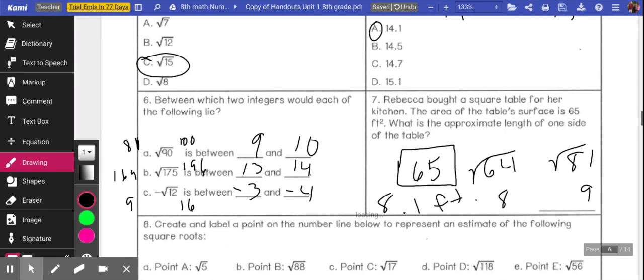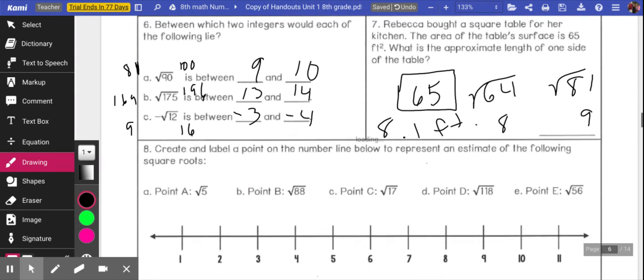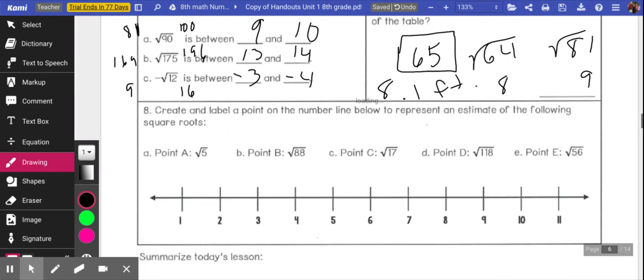Okay, and then create and label a point on the number line to represent an estimate of the following square roots. So again, I'm going to pause it. And if I was you, I would put the perfect squares around each side, or at least think about them. And then you estimate the decimal, and it's just an estimate. Yours aren't going to be exactly like mine on the number line. So go ahead and do those.